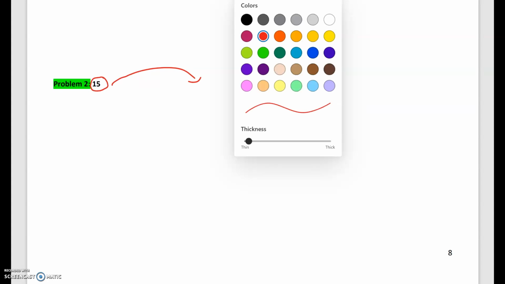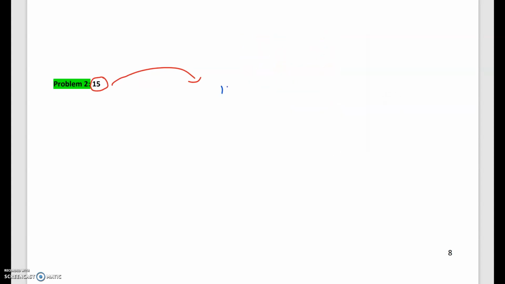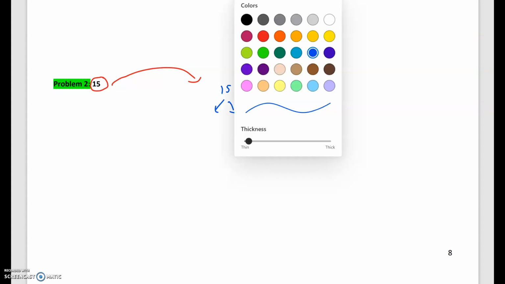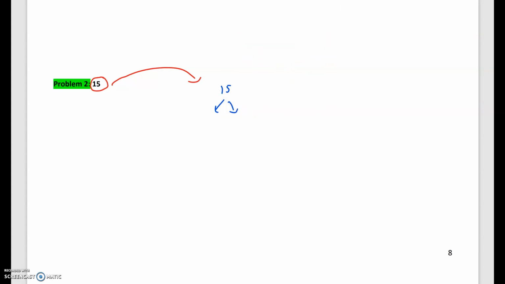In this case, we're given the number 15, and this one's going to be an easier one. So you have 15, and 15 can be broken up into, well, technically 3 times 5. This one took just one step. Here's your prime factor tree.